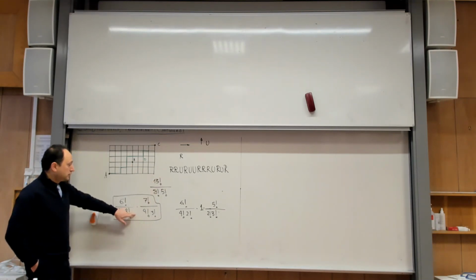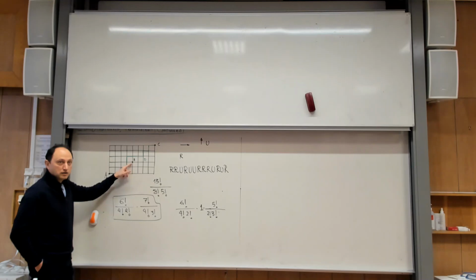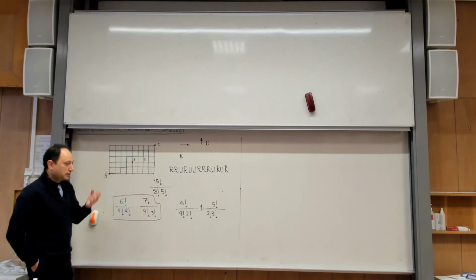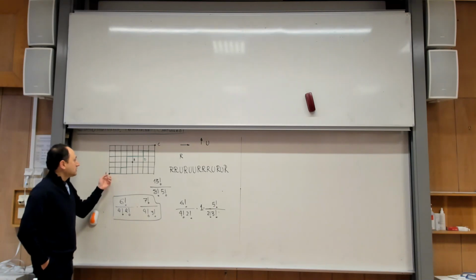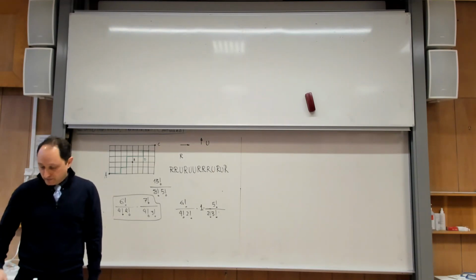What is this one? These are the total number of roads that go from A to C passing through B. And I want to now find the number of roads that go from A to C, but they are not passing through B. I think that is not very hard to see. That's the complement rule, yes?